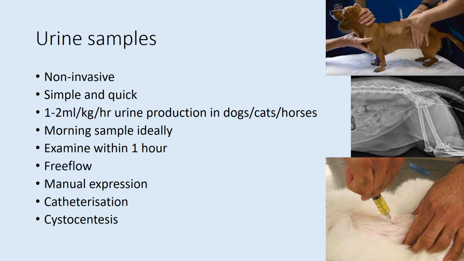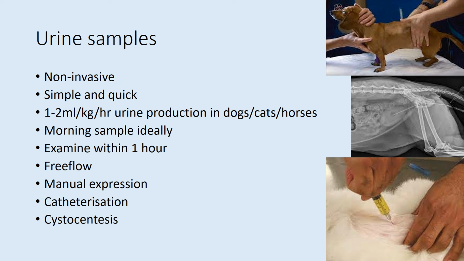The bottom picture is of a cystocentesis, which is where a needle is passed in a sterile manner into the bladder via the abdominal wall. For this, because it is going into the abdominal cavity, we need strict asepsis, so we need to make sure that we are maintaining asepsis. And ideally, in order to cause as little discomfort as possible, it needs to be quick, sterile, and sometimes we might still need to have some sedation or general anesthetic.